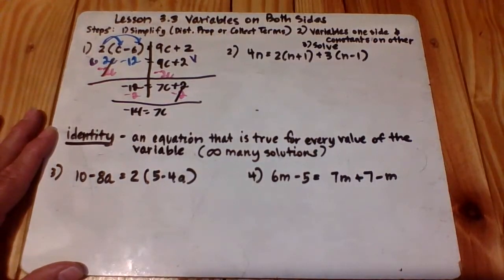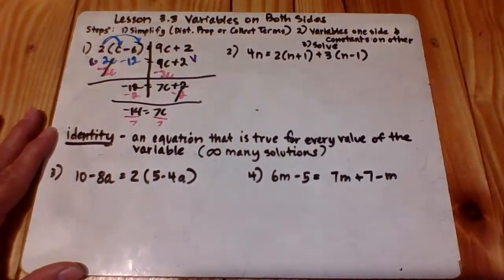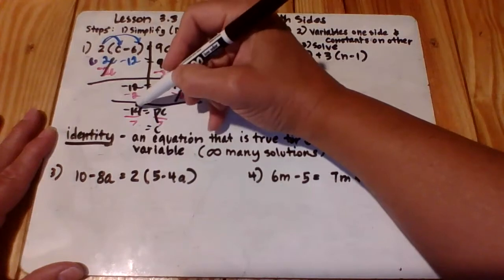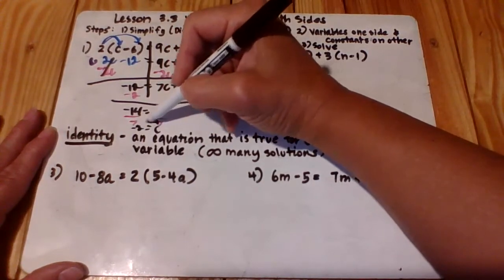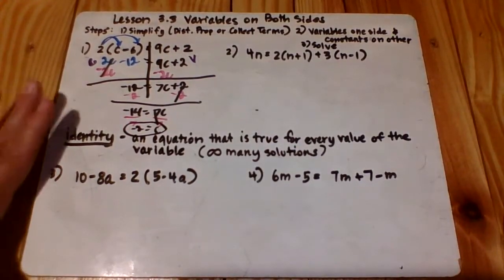Then, again, isolate and solve. So I divide by 7, and those cancel. And c equals, be careful with the negative sign, negative 14 divided by 7, which is negative 2. Again, not anything really that new, just reviewing.